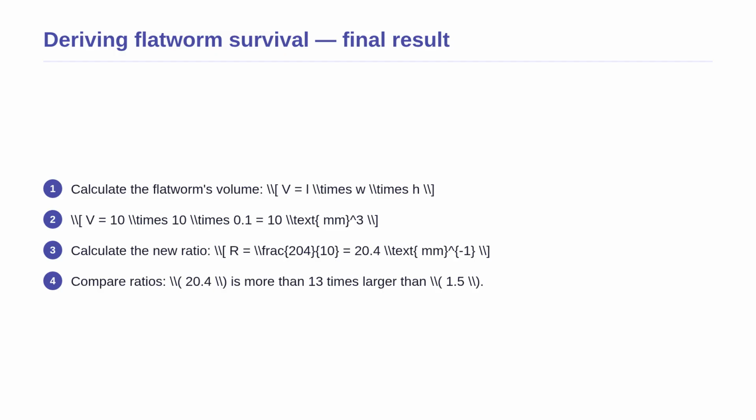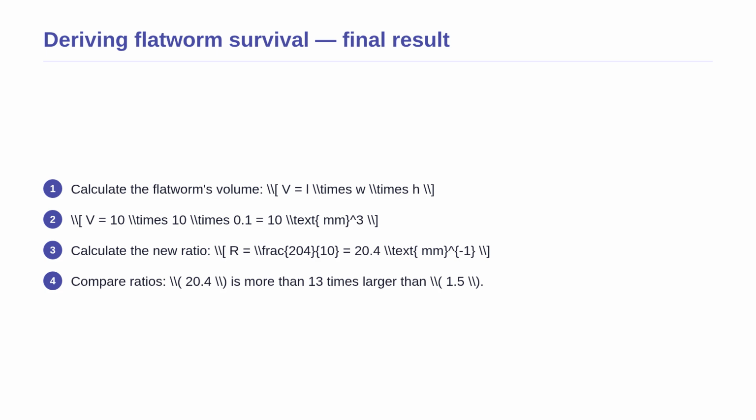Continuing our derivation, we now calculate the internal volume of this flatworm to find its final ratio. We multiply the length, width, and thickness, which gives us a volume of just 10 cubic millimeters. Despite being wide and long, its extreme thinness keeps the internal tissue volume very low. Dividing the surface area by this volume yields a ratio of 20.4 inverse millimeters.